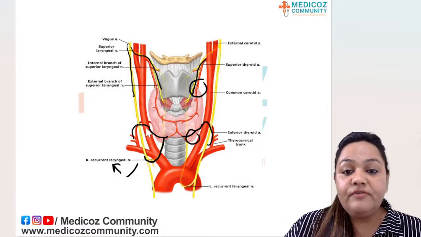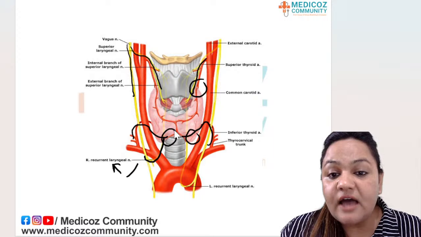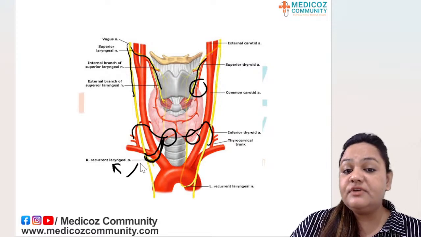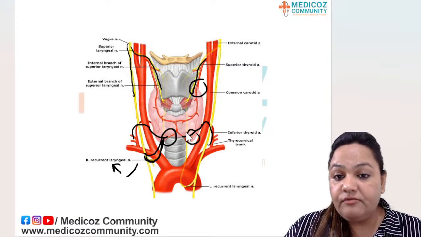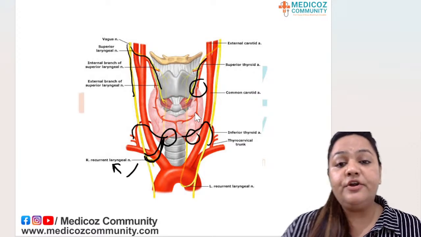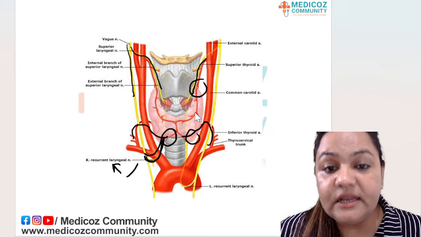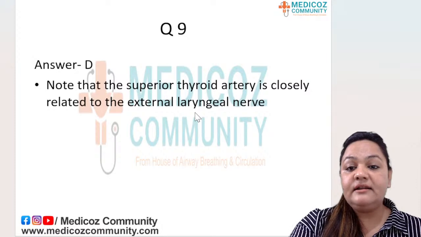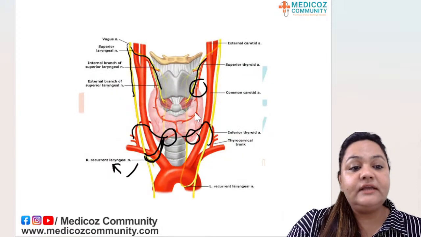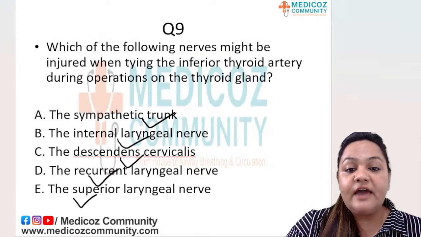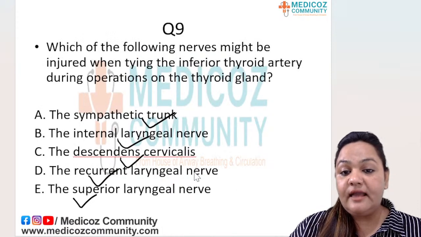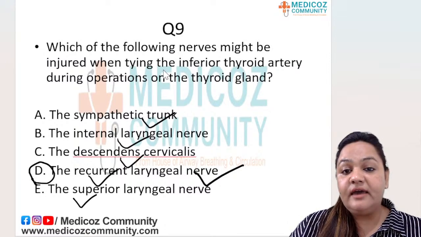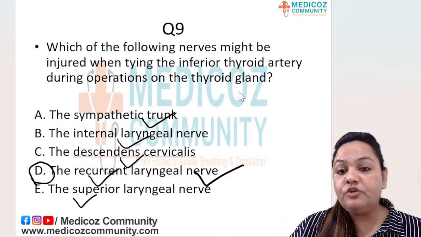Okay, so here we are trying to tie the inferior thyroid artery. Nearer to the inferior thyroid artery in this diagram, you can see which nerve is there: recurrent laryngeal nerve. Related to the thyroid, we have two arteries, superior thyroid artery and inferior thyroid artery. The superior thyroid artery is related to a branch that is the external laryngeal nerve, so it cannot be the answer here. And the inferior thyroid artery is related to the recurrent laryngeal nerve, so this is the answer here, option D.